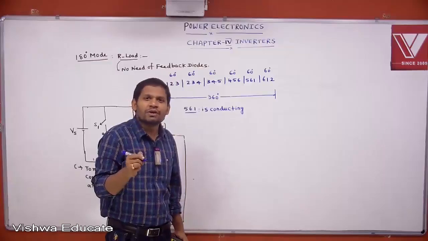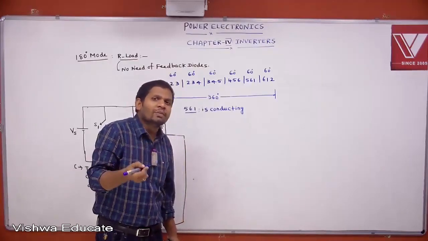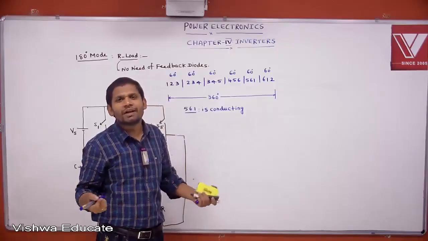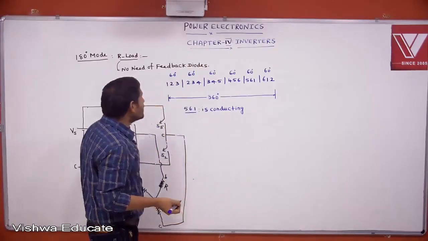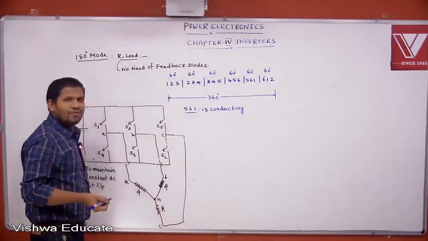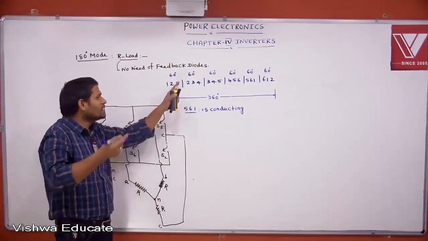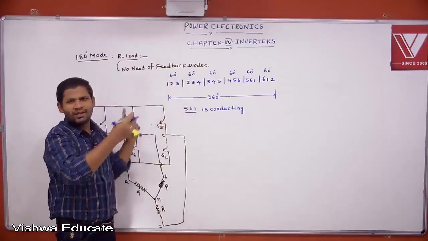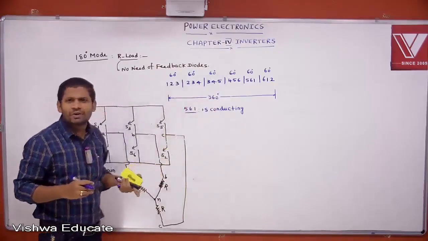Once you know the phase voltage, for example, I know the VAN and VBN, then what is the VAB? VAN minus VBN. This is a vector difference. Understood? Now 561 is conducting means now I want to calculate what is the A phase, what is the B phase, what is the C phase voltage. I have not started at 1, 2, 3 because I want to draw the waveforms after some cycles. Understood? Let's assume that now the 561 is conducting.